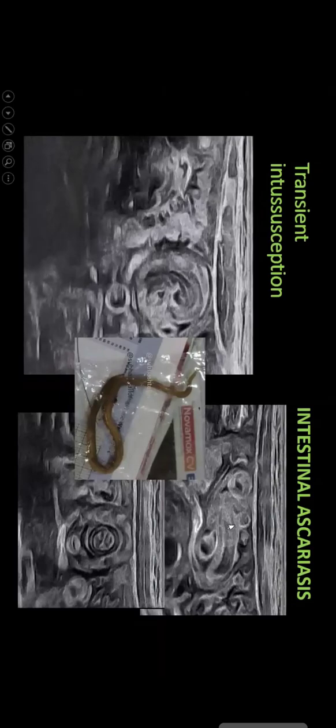So ascaris can be seen in the lumen. There can be single ascaris, there can be multiple ascaris, right? So this is a single ascaris, and there is transient intussusception formation.